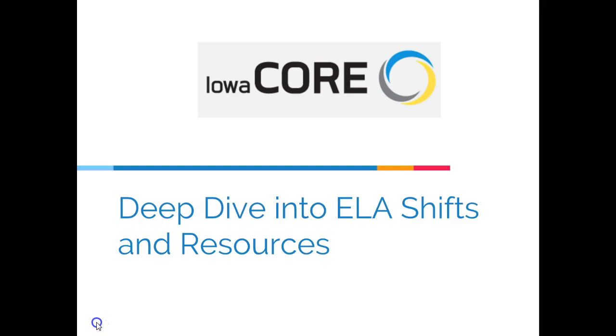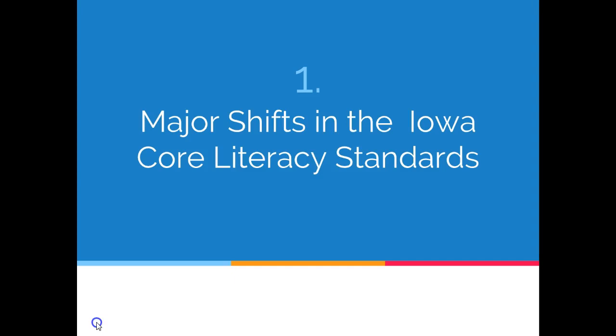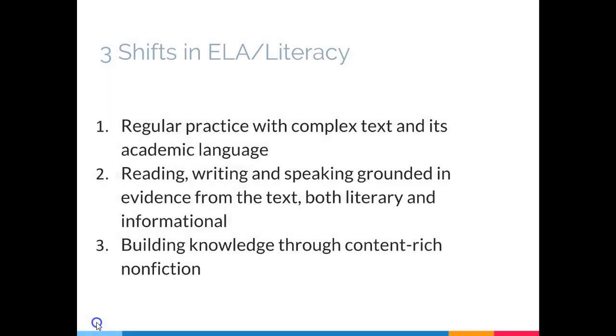This screencast is going to provide you with a nice overview of the English Language Arts standards, but more importantly, it's really going to talk about the shifts within the ELA standards and give you some pretty awesome resources for you to explore, to learn more. All right, we're going to focus the beginning of this just on the major shifts in the Iowa Core Literacy Standards. There are 3 major shifts, and these shifts are really a high-level summary of the biggest changes signified by the adoption of the Common Core State Standards.